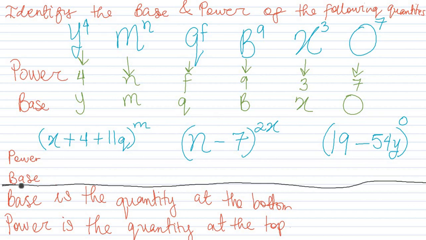Okay, so this is what this is right here, the power. And you have x plus 4 plus 11q raised to the power of m. The power here is m, while the base here is every other quantity, which is x plus 4 plus 11q.